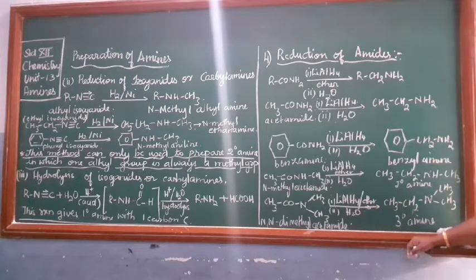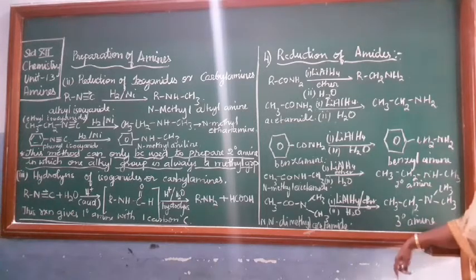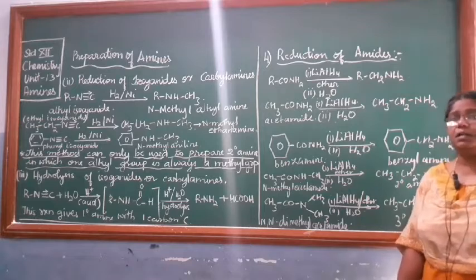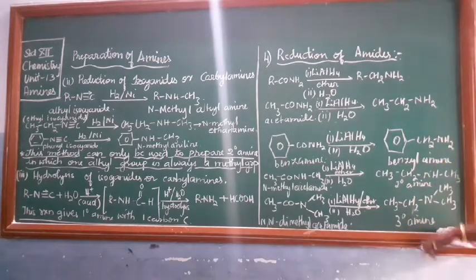ठीक है? So this is the various informations regarding preparation of amines by cyanides and isocyanides. Cyanides का reduction to amine, it is also called as Mendius reaction. Okay? So note down this, then we can go to the next method for preparation.